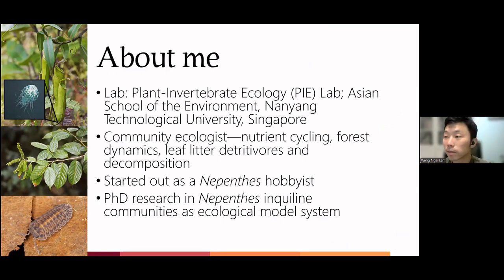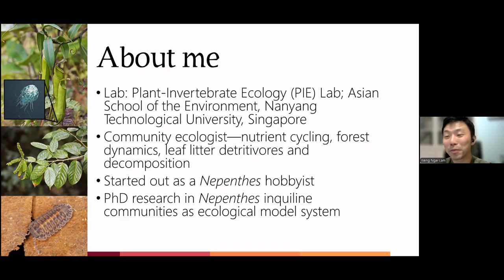I started out long ago as a Nepenthes hobbyist. I grew a lot of pitcher plants when I was a teenager. I was quite crazy about collecting them, and it sort of led into a PhD on Nepenthes inquilines, using the communities in the pitchers as a model ecosystem for ecology research.